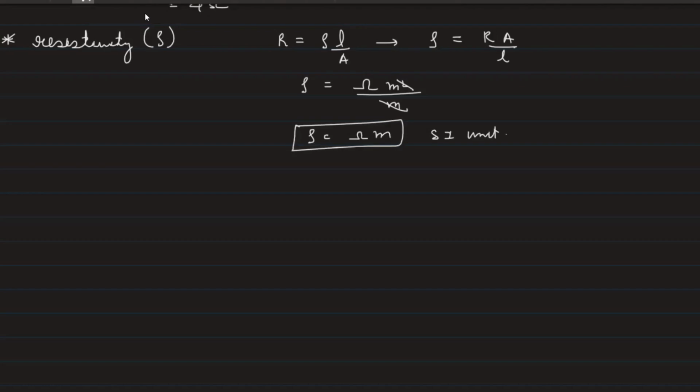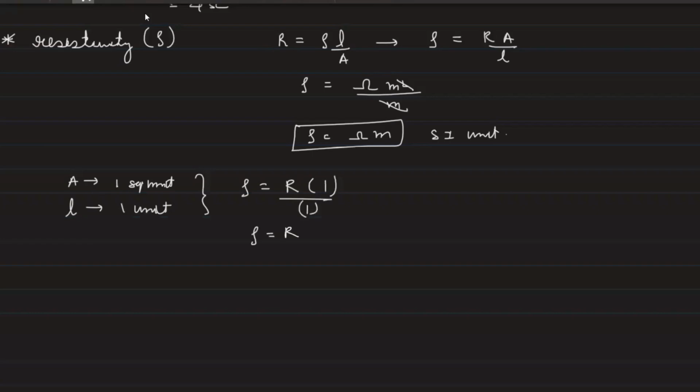Now, how do you write a definition for resistivity? If you take the area as one square unit, and the length as 1 unit length, then what do you get? Resistivity is numerically equal to R. So that is the definition of resistivity. Resistivity is defined as the resistance of a wire of a material of unit length and unit area of cross section. So this definition is also important to know.